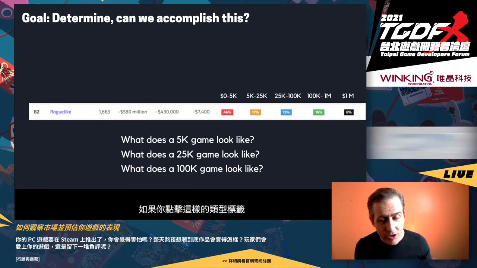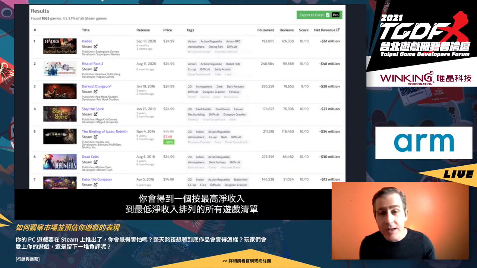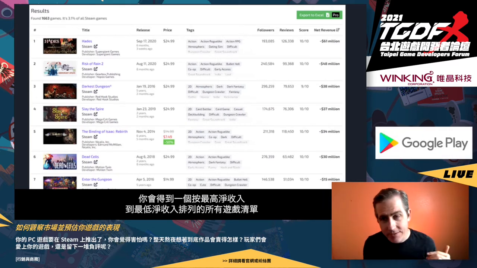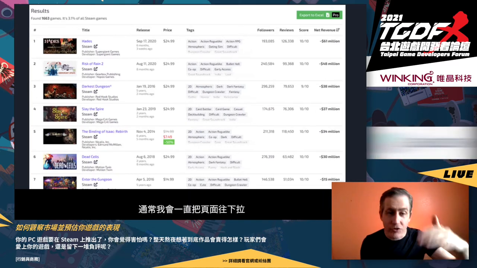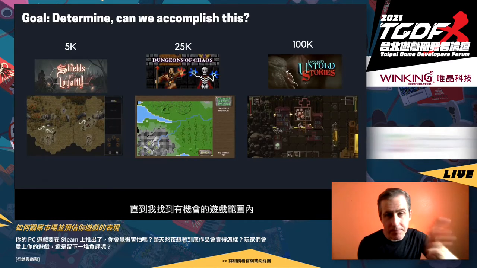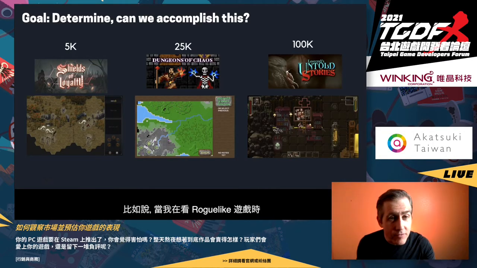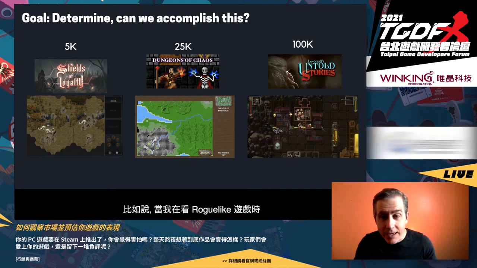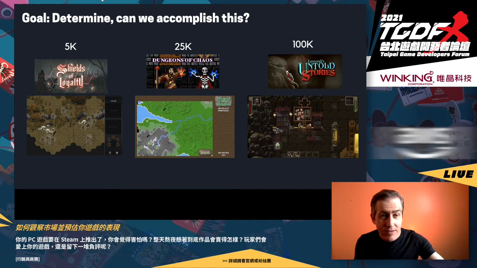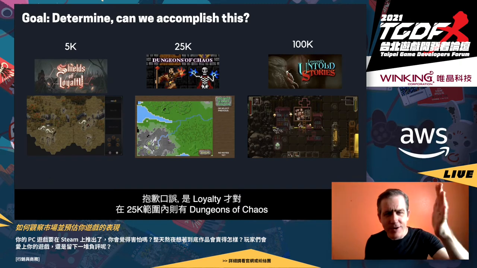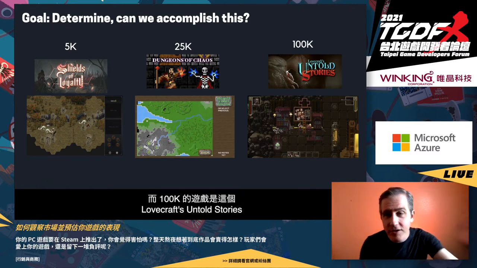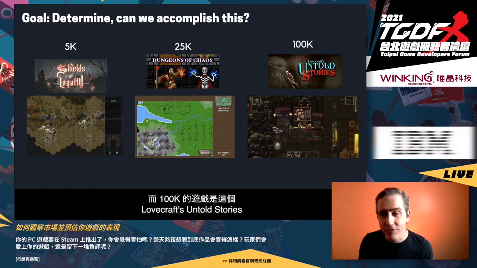And if you click on the genre tag, you get a list of all games ranked from highest net revenue all the way down to the least. What I like to do is scroll until I find games that are in my potential range. So for instance, when I looked at roguelike games, I could see that a 5,000 earner game was Shields of Legacy. At the 25K range, Dungeons of Chaos, and at the 100K, it's Lovecraft's Untold Stories.